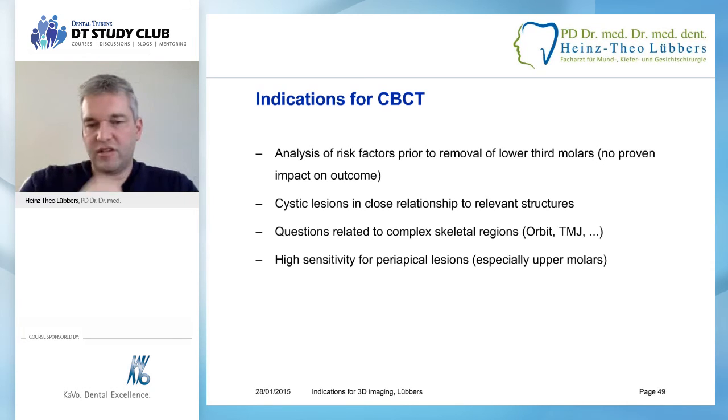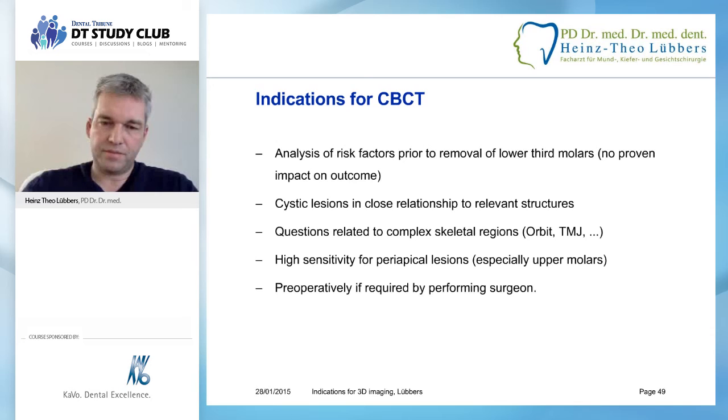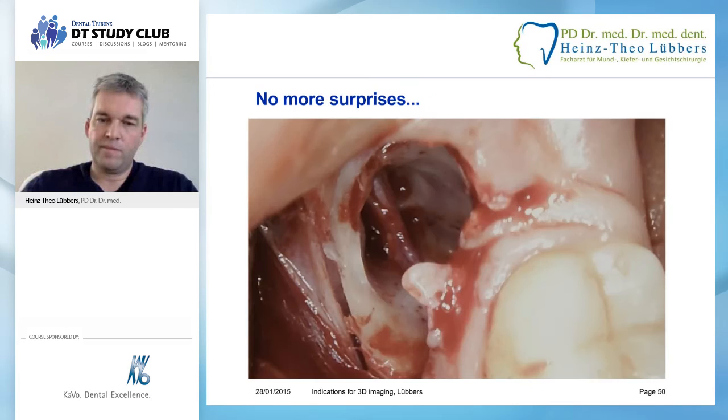And if you need a high sensitivity for periapical lesions, we talked about that before, especially upper molars, especially situations before radiotherapy, maybe situations before chemotherapy or bisphosphonates, you might want to have a cone beam CT. As I said, preoperatively, if required by the performing surgeon, it's a very simple rule for me.